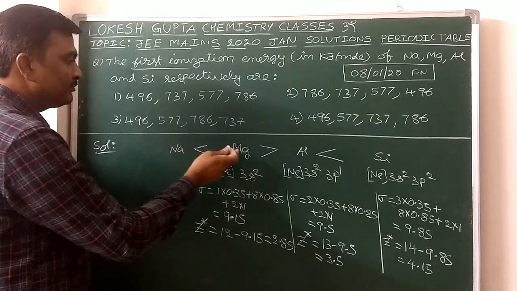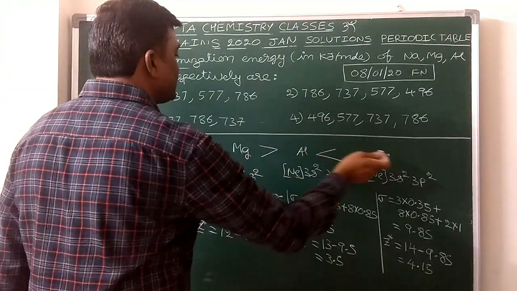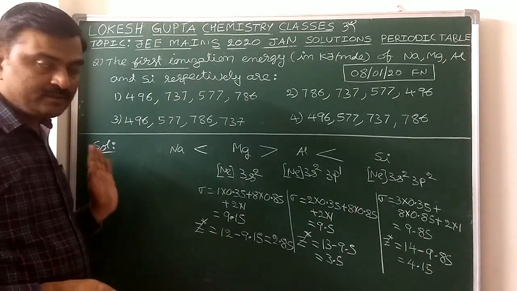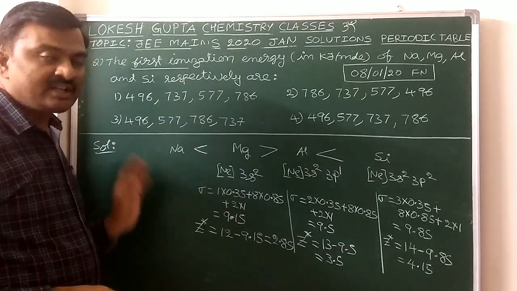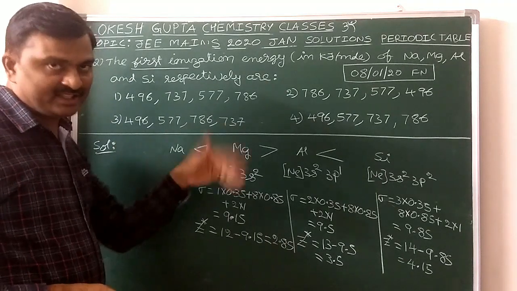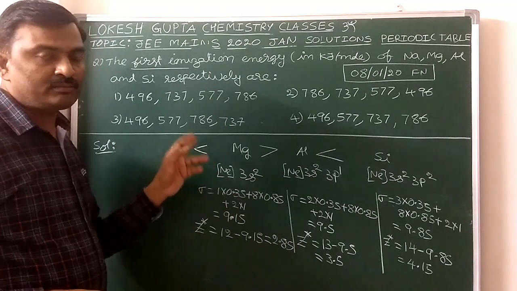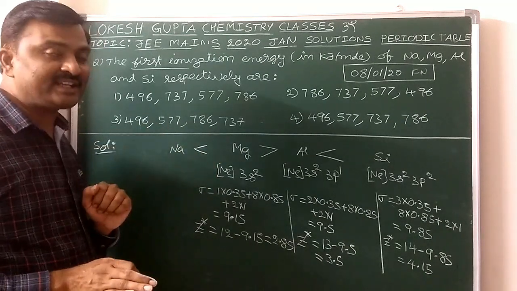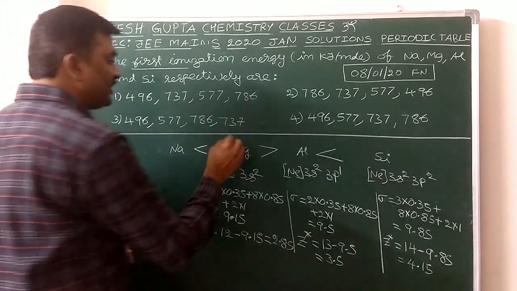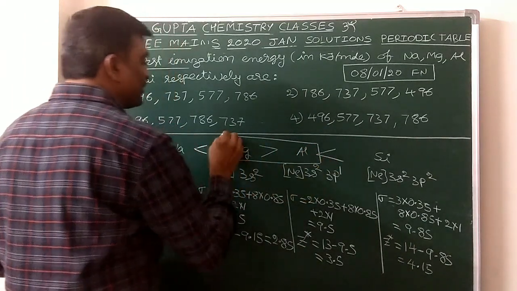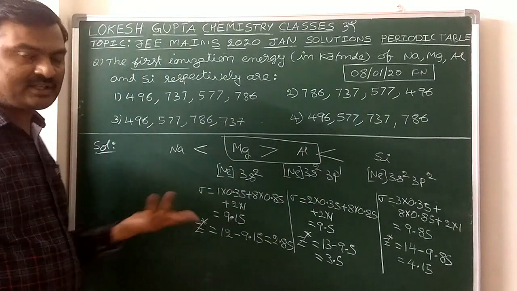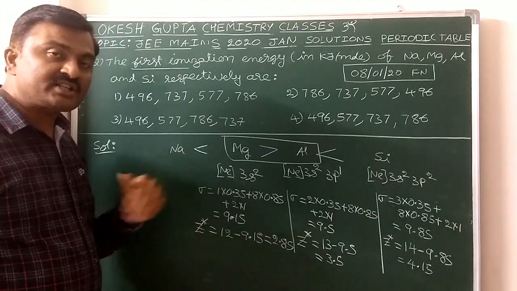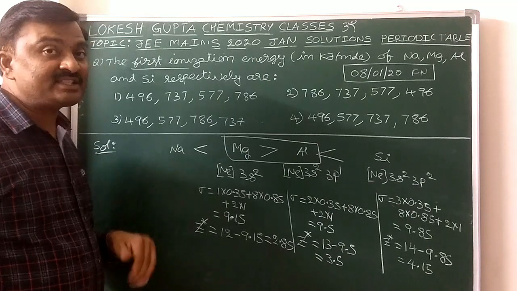Now, sodium, magnesium, aluminium, silicon are third period elements. What we know is that in periods, from left to right, ionization energy will increase. Sodium to magnesium, magnesium to aluminium, aluminium to silicon has to increase. But where is the exception? From magnesium to aluminium. Just now, in the previous question also, we highlighted the same point. From magnesium to aluminium, instead of increasing, ionization energy decreases.